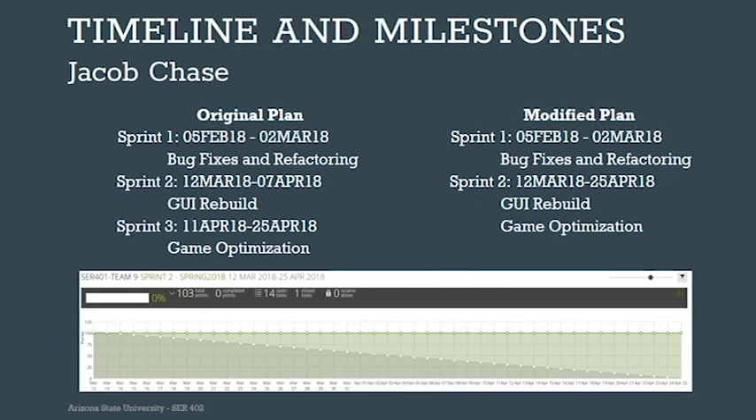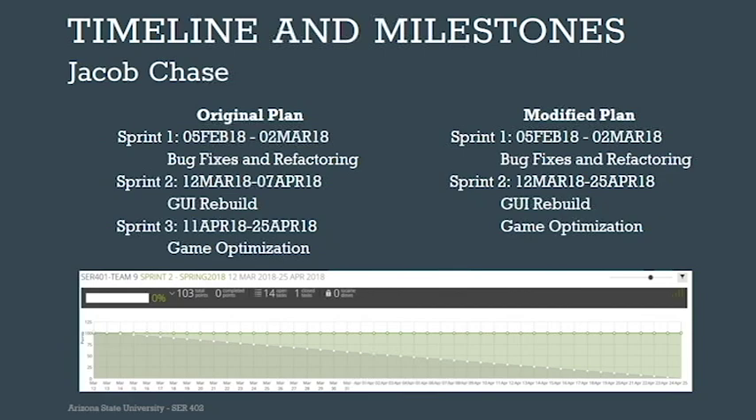The original and modified timelines are listed under the two main headings, with the dates of the sprints and the name of the milestones indented below them. Our original plan for our sprints was to break them down by major project milestones, which gave us 3 sprints for the semester of roughly equal work.